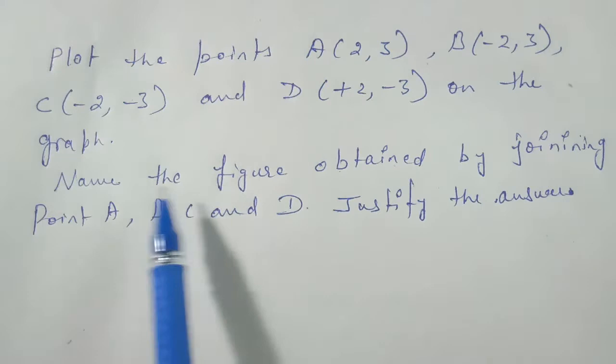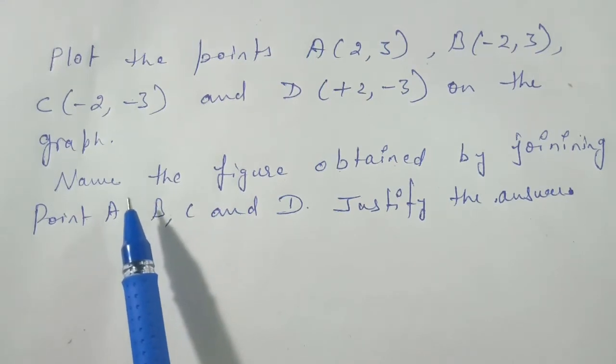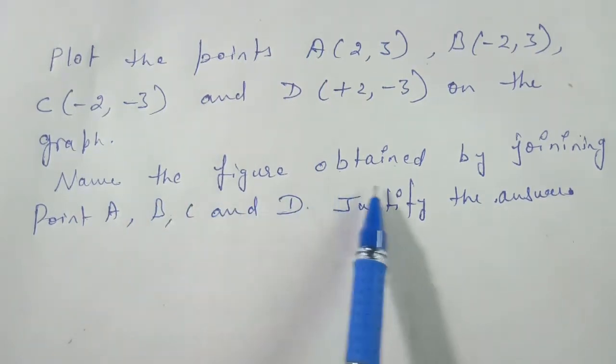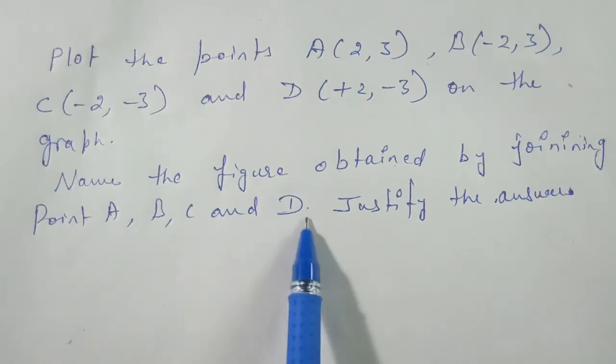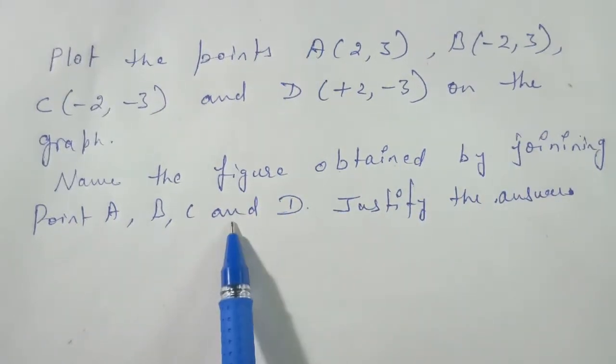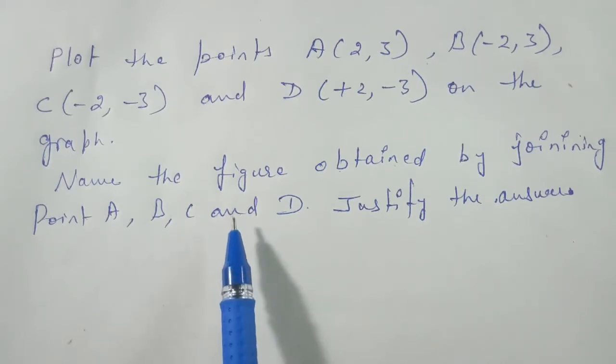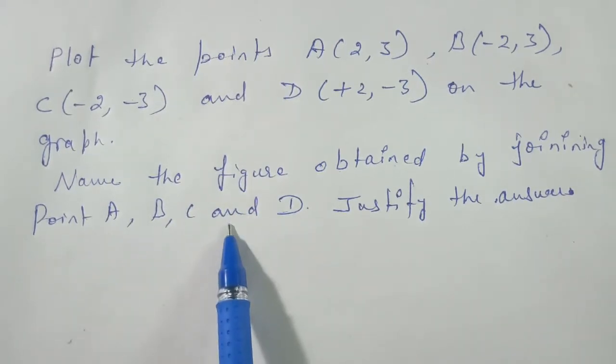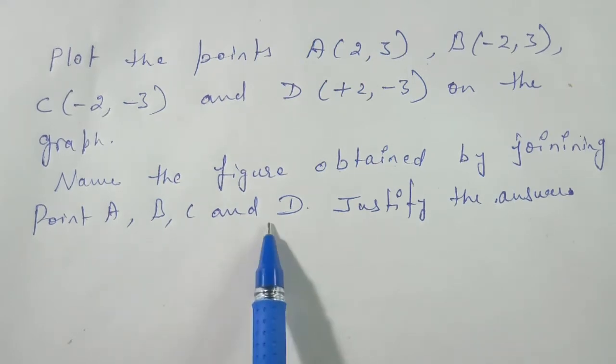On the graph paper we have to plot, and after plotting what we have to do, we have to name the figure obtained by joining points A, B, C, D. We have to join all these points and observe what type of figure is formed, and by observation we have to give the name and also justify the answer.